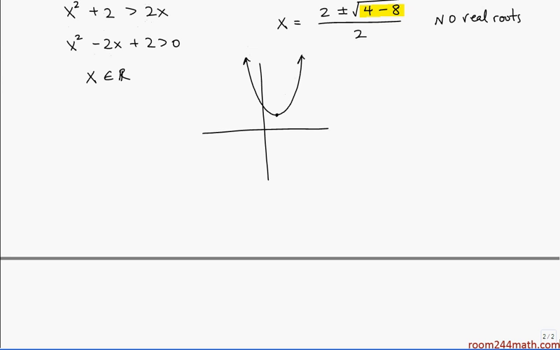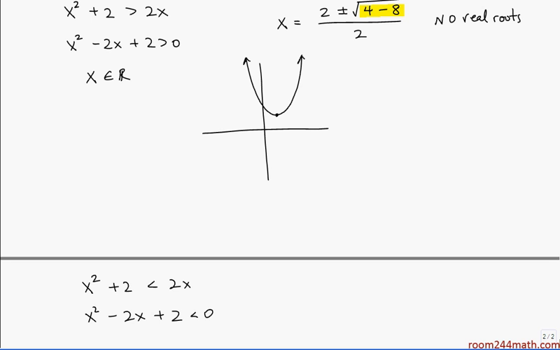What if we had the inequality pointing in the opposite direction? In other words, what if we had x squared plus 2 less than 2x? Well, again, if we were seeing it for the first time, we'd approach this by bringing everything over to the left.